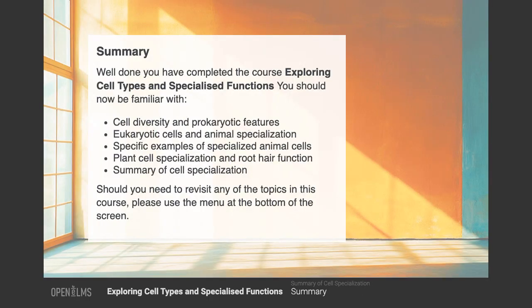Summary. Well done, you have completed the course Exploring Cell Types and Specialized Functions. You should now be familiar with cell diversity and prokaryotic features, eukaryotic cells and animal specialization. Specific examples of specialized animal cells, plant cell specialization and root hair function.